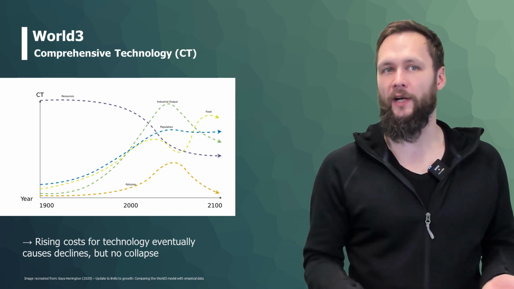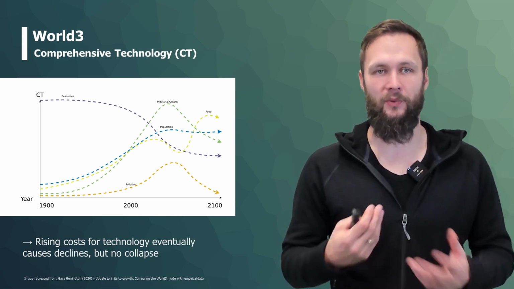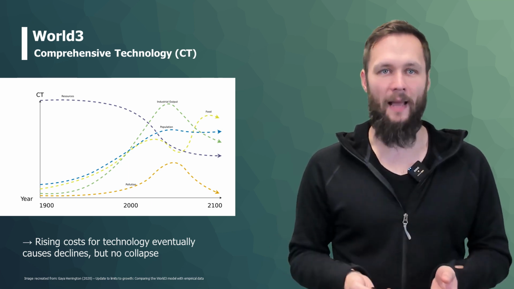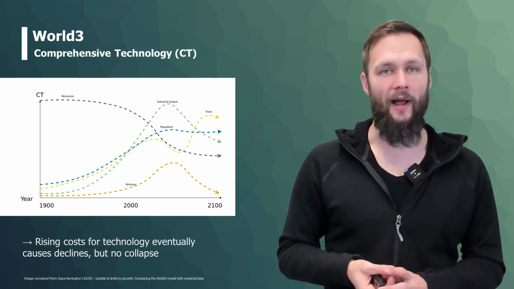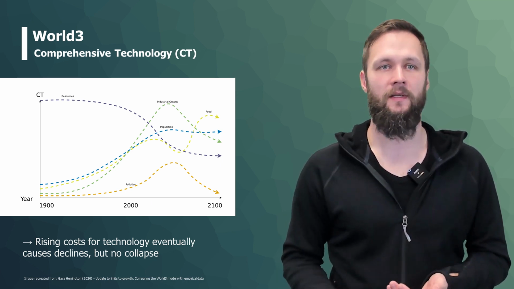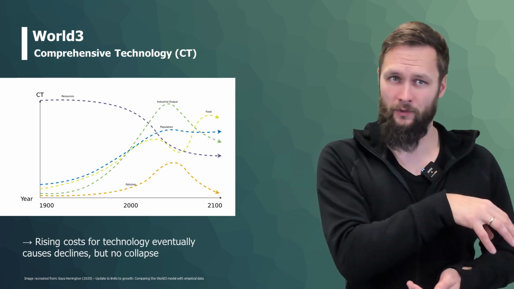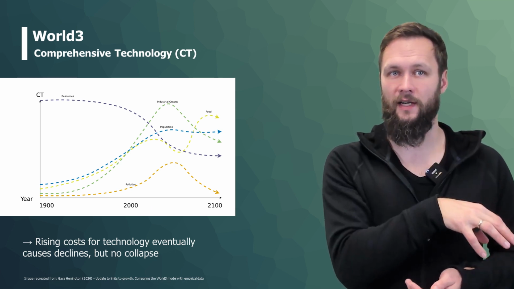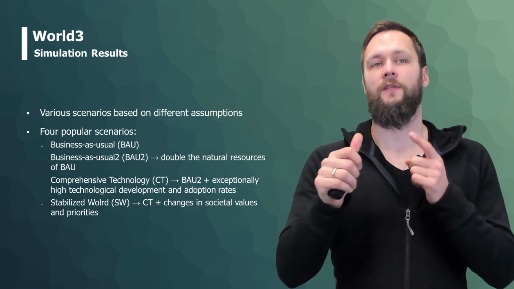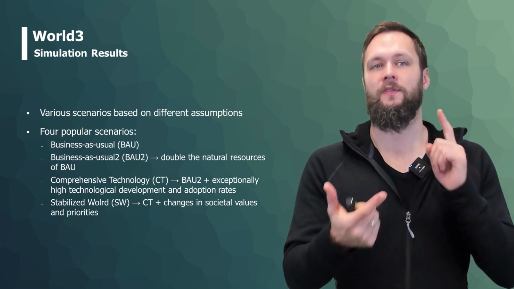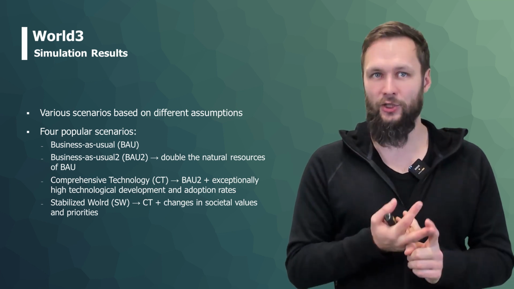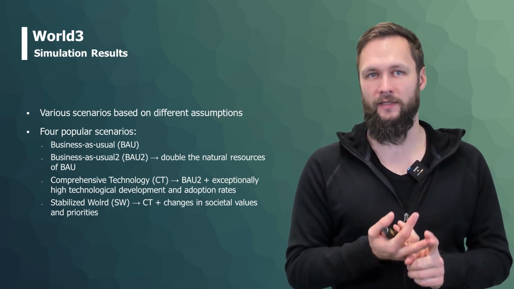But that requires changes in societal values and priorities. To not say, okay, I need 100 iPhones to be happy, but rather like one iPhone or no iPhone can make me happy. That is a change in society values and priorities. And if we assume that on top of the CT scenario, then we get the so-called stabilized world scenario. So double the natural resources, exceptionally high technological developments and adoption rates, and changes in societal values and priorities.